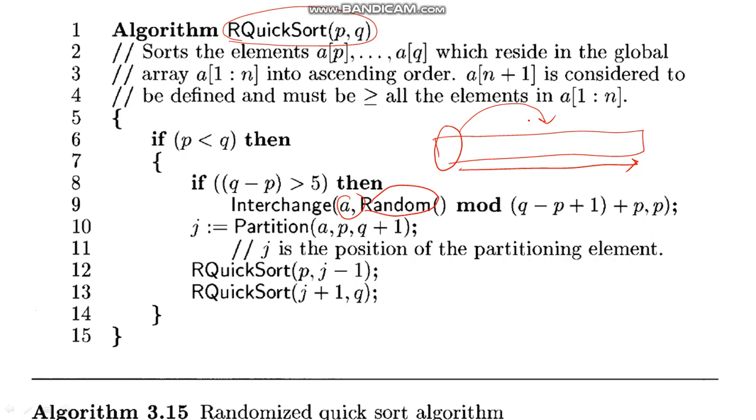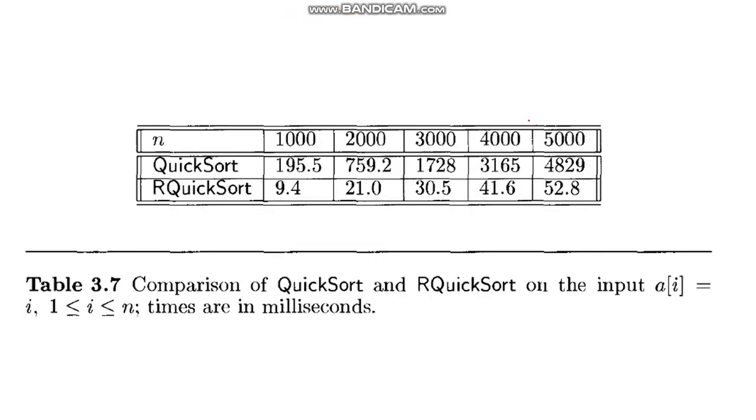So the improvement on quicksort can be done by using R quicksort, and these are the comparisons of quicksort and R quicksort. Quicksort for 100 values takes 195.5 microseconds, and the R quicksort version takes only 9.4 microseconds. So these are comparisons of R quicksort and quicksort on different inputs. So these are the different values.